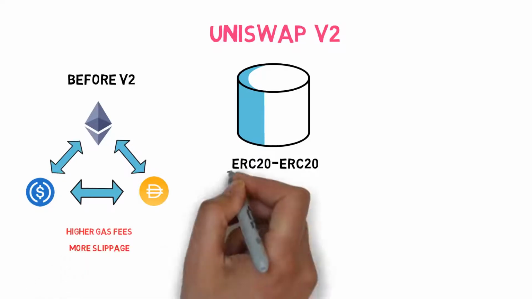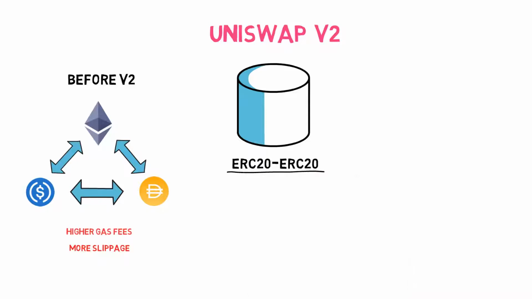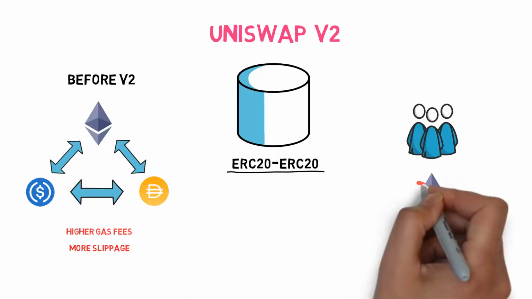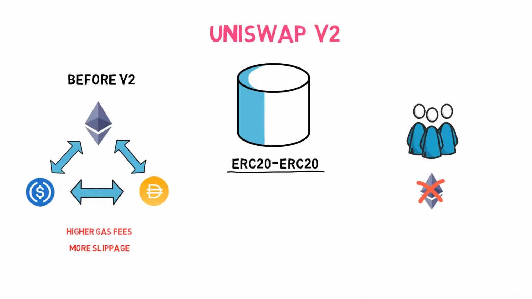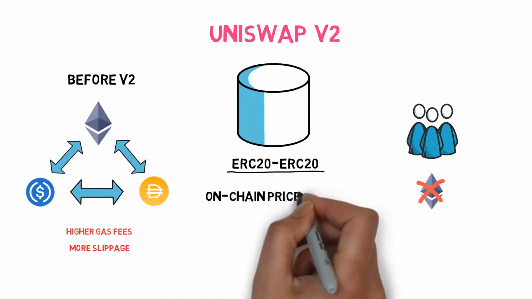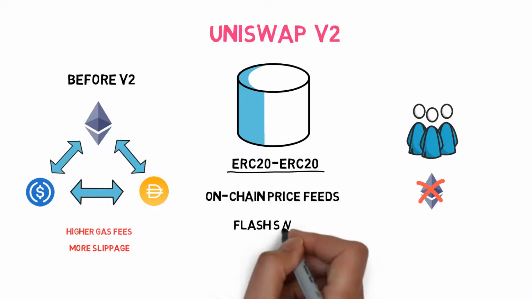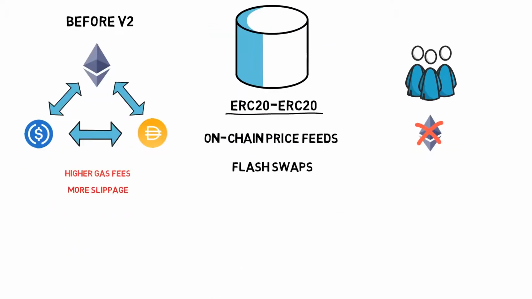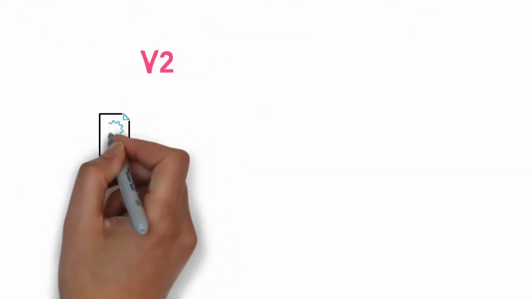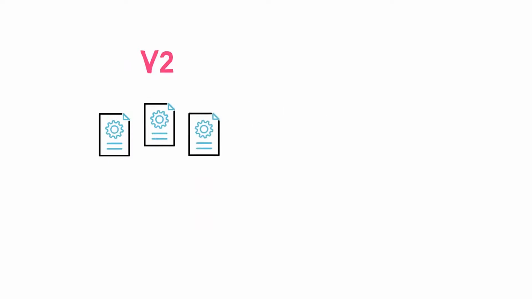Offering ERC20 pools was also better for liquidity providers who didn't want to supply ETH and expose themselves to impermanent loss. v2 also had a few other features, including on-chain price feeds and flash swaps. An interesting fact is that all of the v2 smart contracts were written in Solidity.